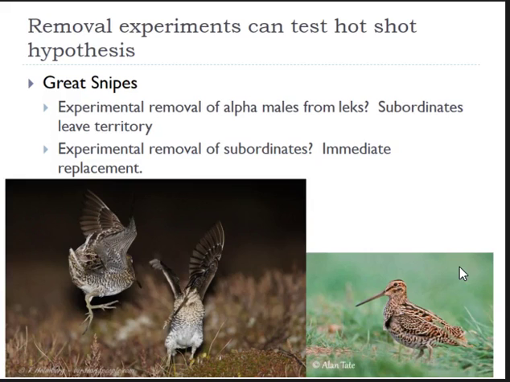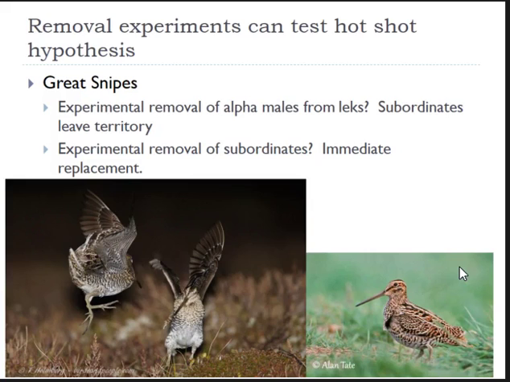Better support is when you have experimental data. So if you look at when you actually remove a dominant male, an alpha male from a lek, you can basically watch and see what then happens with all of the other males. Do they stay in that area, which would support the hot spot hypothesis, or do they disperse and go find some other dominant male to try to mooch off of?